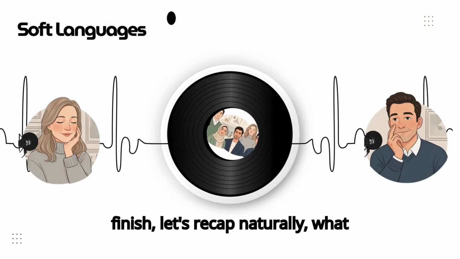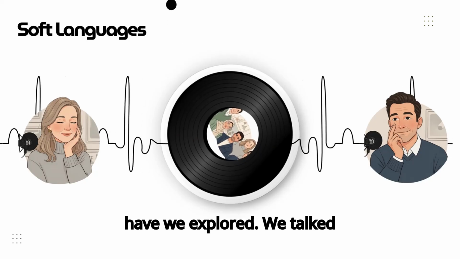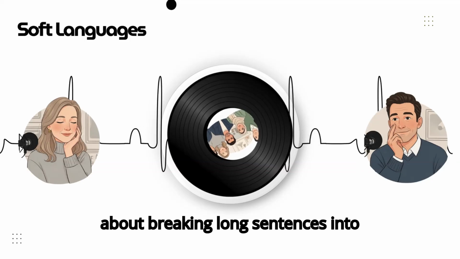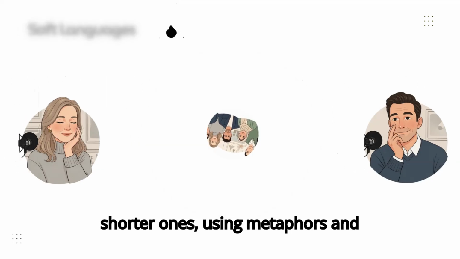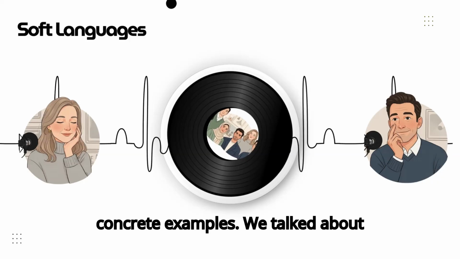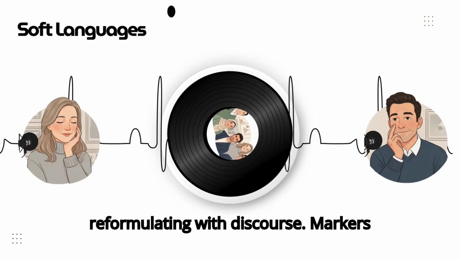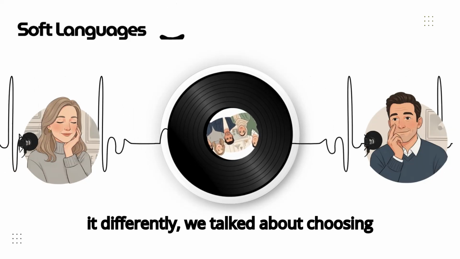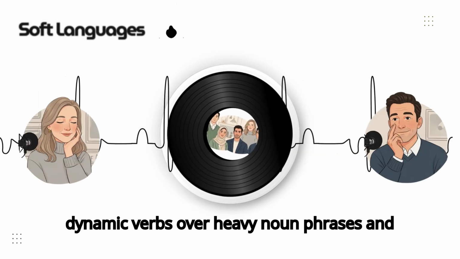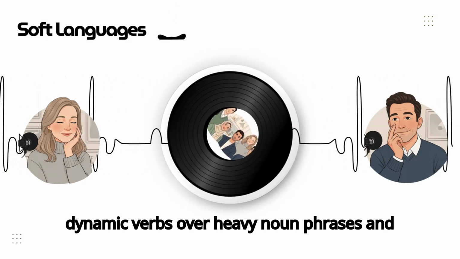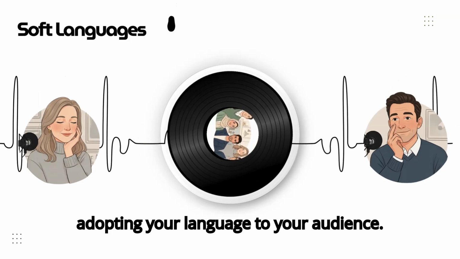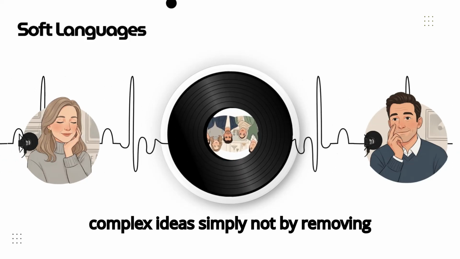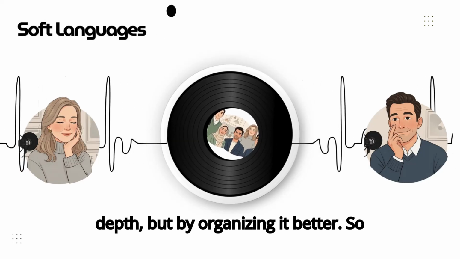Before we finish, let's recap naturally. What have we explored? We talked about reducing abstraction. We talked about breaking long sentences into shorter ones, using metaphors and concrete examples. We talked about reformulating with discourse markers like "in other words" and "to put it differently." We talked about choosing dynamic verbs over heavy noun phrases. And adapting your language to your audience. All of this allows you to express complex ideas simply. Not by removing depth, but by organizing it better.